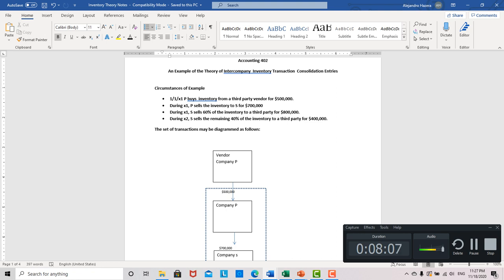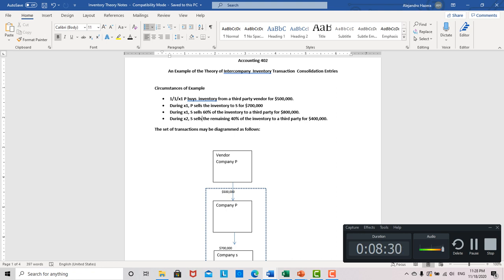Then you have two valid transactions because they're between S and a third party. During X1, S sells 60% of the inventory to a third party for $800,000. And finally, during X2, the next year, S sells the remaining 40% of the inventory to a third party for $400,000.